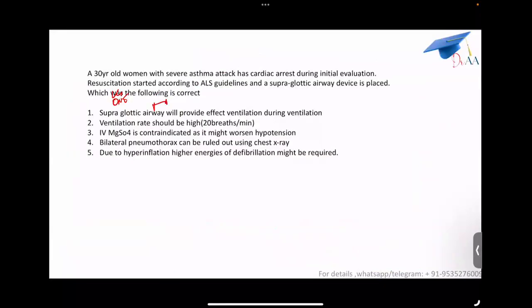Supraglottic device is not preferred. It's endotracheal intubation that is preferred in asthmatic patients. With a supraglottic airway device, because of the obstructive airway disease, it can cause gastric inflation. Ventilation rate to be high? No. Ventilation rate should be around 10 breaths per minute. If it's high, it usually predisposes to dynamic hyperinflation.